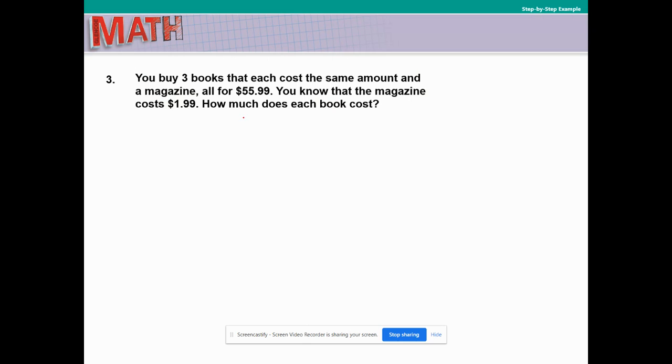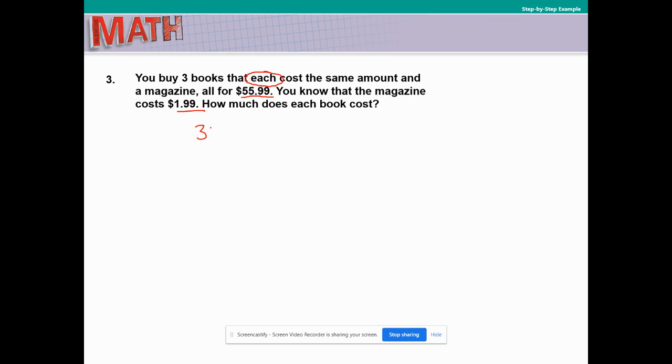Okay, for our video, we're now going to cover how to do a word problem. So you buy 3 books that each cost, notice that word each, that's one of our key words, cost the same amount, and a magazine, all for $55.99. You know that the magazine costs $1.99. How much does each book cost? Okay, so one way to do this is to write out what we know.